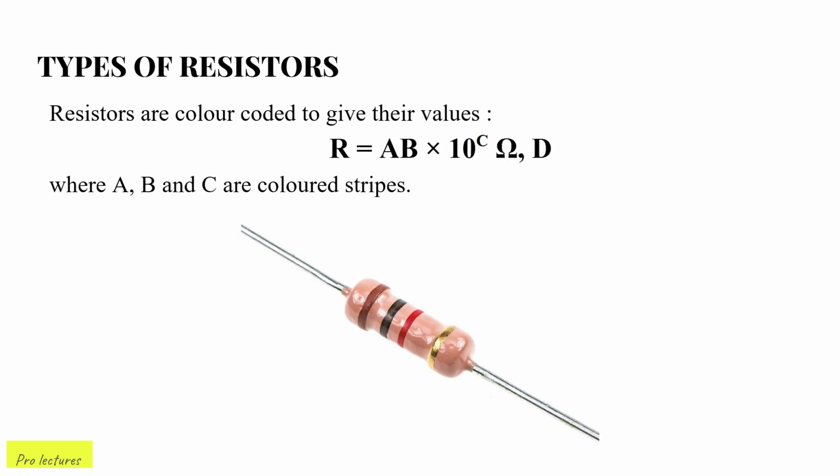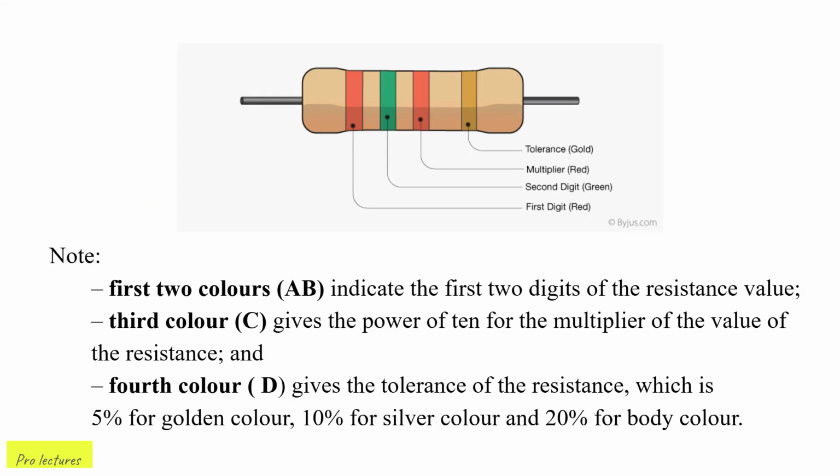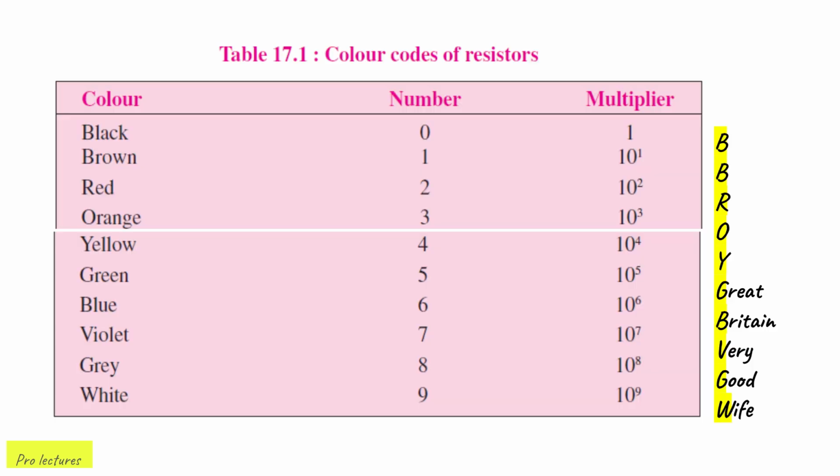Resistors are color coded to give their values. R is equal to AB into 10 to the power C ohm, plus or minus D, where A, B, C, D are colored strips. Here, the first two colors A, B indicate the first two digits of the resistance value. Third color C gives the power of 10 for the multiplier of the value of the resistance, and the fourth color D gives the tolerance of resistance, which is 5% for gold, 10% for silver, and 20% for no body color.